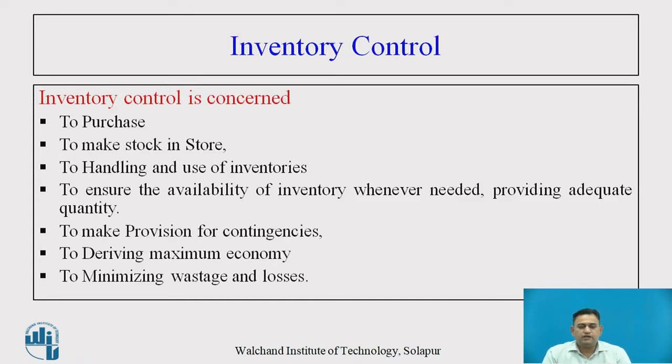Now, inventory control. The inventory control consists of purchasing, making a stock in the store, and handling and using the inventory as per the requirement, or you can say need, with the overall required quantity. There should not be a breakdown. That's why there should be a proper record of the inventories which are required for the overall organization, or you can say a company.